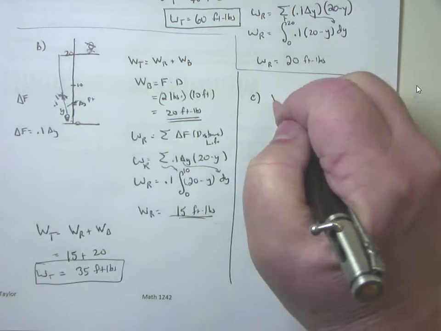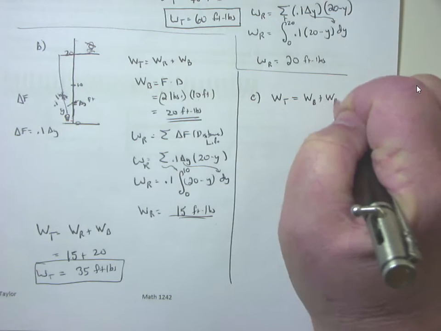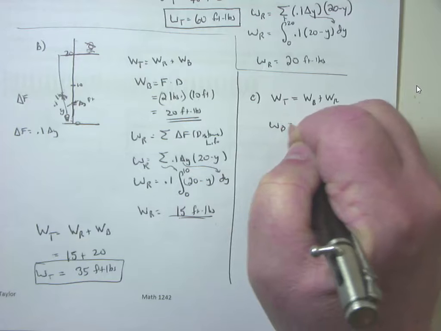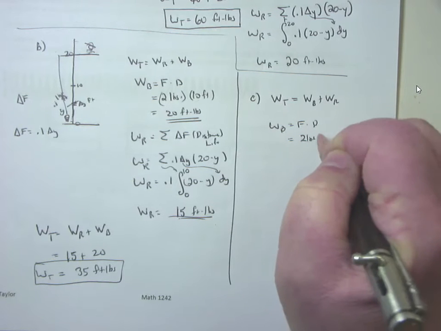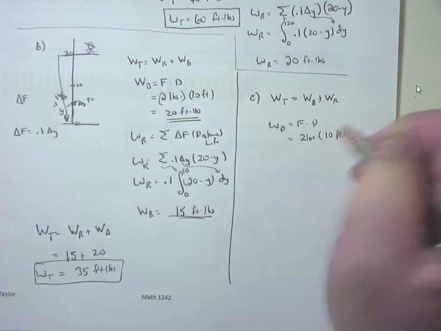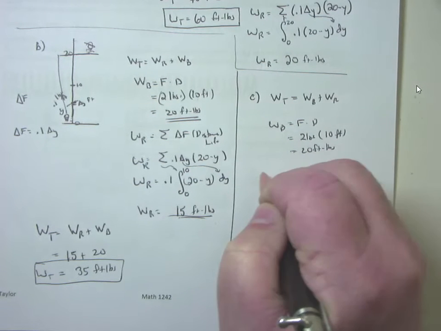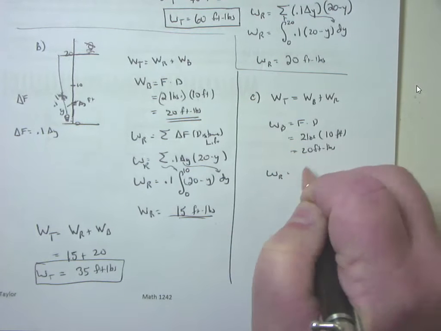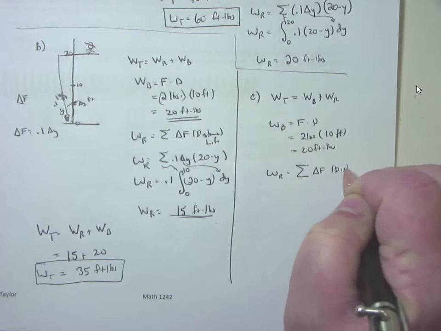Again, the work total for part C would be the work on the bucket plus the work on the rope. The work on the bucket is still going to be force times distance. That force was 2 pounds. Then we're going to lift it the rest of the way, which is another 10 feet. That's 20 foot-pounds. That's correct. But then you've got the work on the rope. The work on the rope is the sum of that delta force times the distance that you're going to lift.